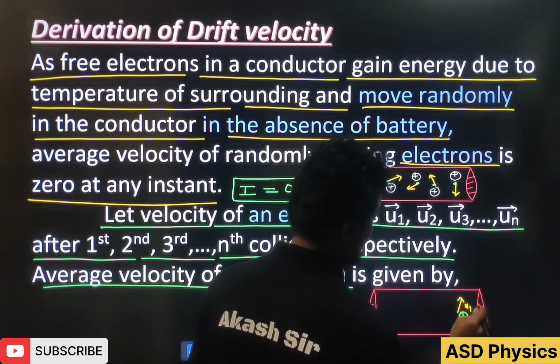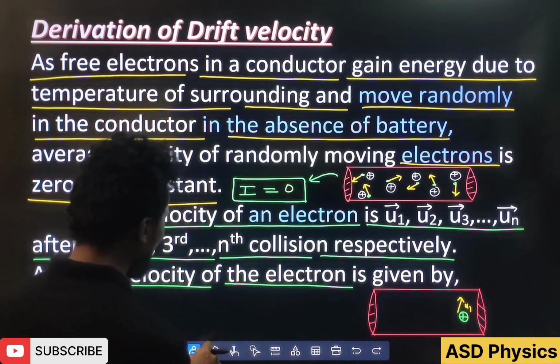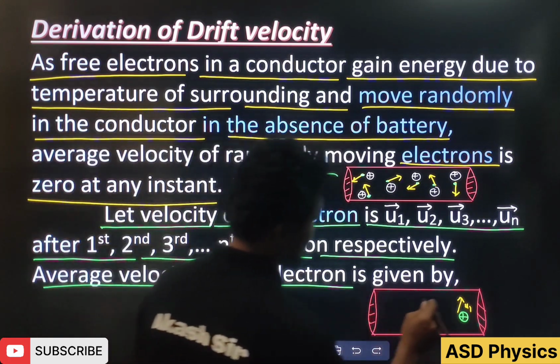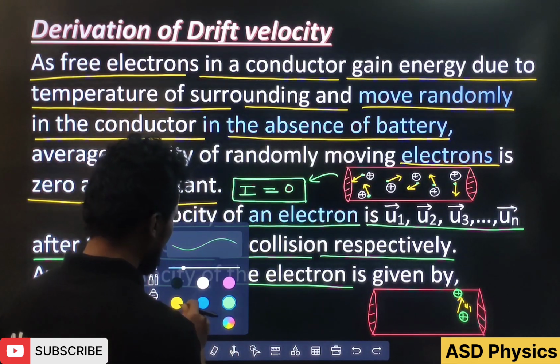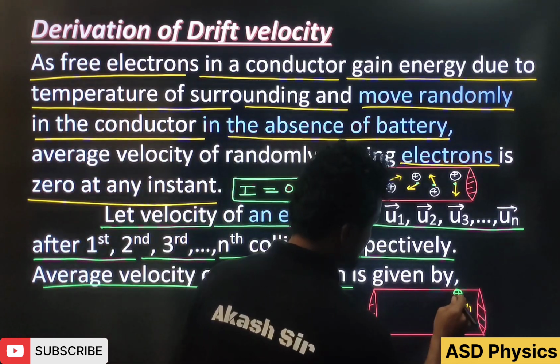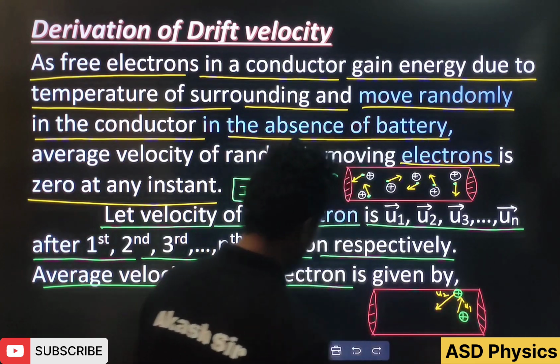With how much velocity? Let's take the velocity is u1. After that, let's take that it has again collided with another positive ion, and after that it goes in some direction. Let's take it is going in this direction with velocity u2.